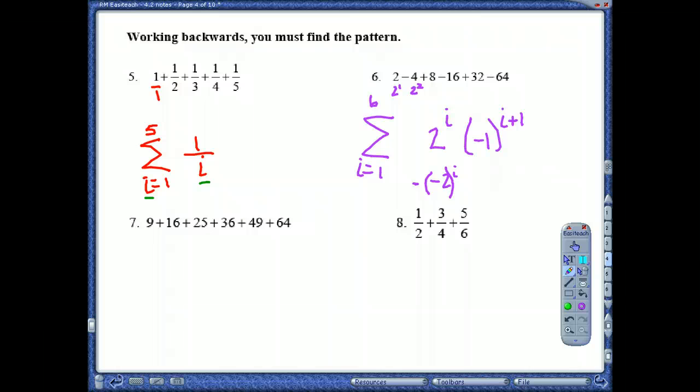All right, so this one you've got 9, 16, 25, 36, 49, 64. Those look like squares. I'm going to change it up a little bit. So I'm going to use k. So these are squares, so k squared. That's 3 squared all the way to 8 squared.